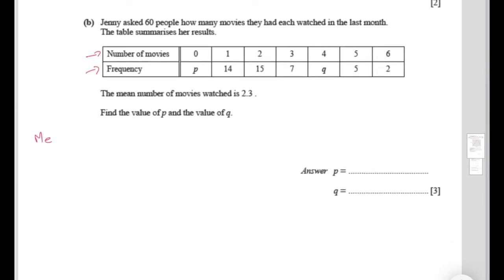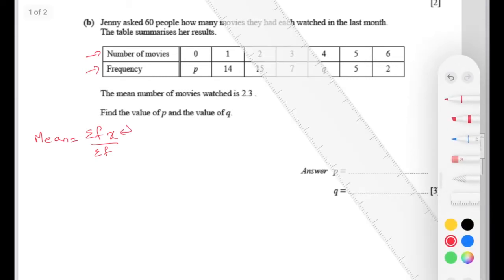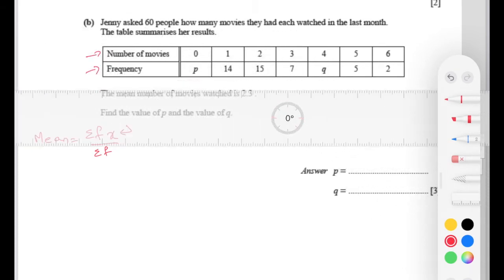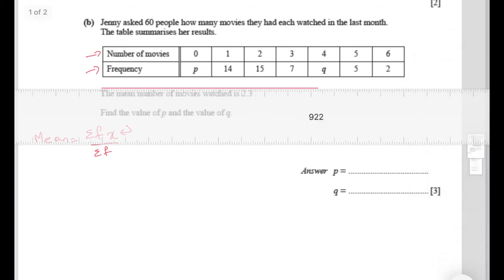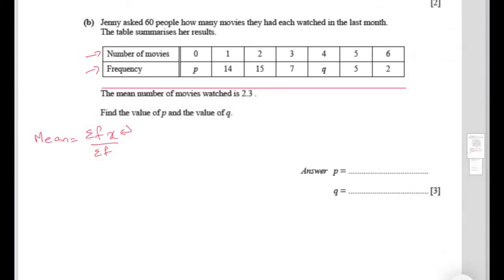Okay, first of all, in order to find the mean, let's write the formula first. Mean is calculated by adding up all the frequencies multiplied by the x's, or the number of movies, divided by the frequency added up. In order to find the numerator, you need to multiply the number of movies with each of their respective frequencies. So instead of doing that in a haywire position, let's draw a row and write the values correctly.